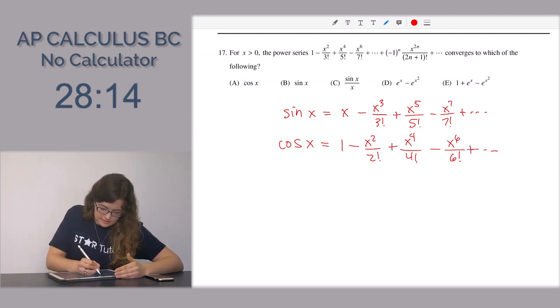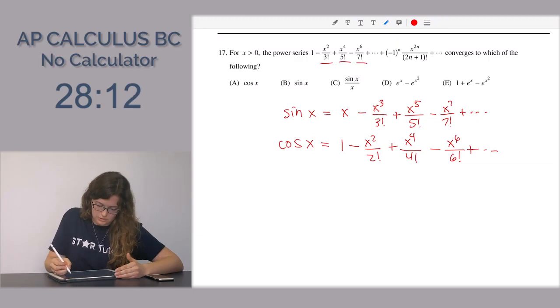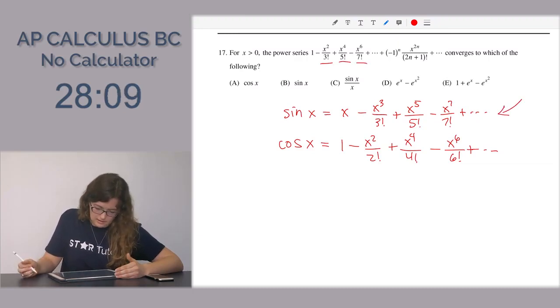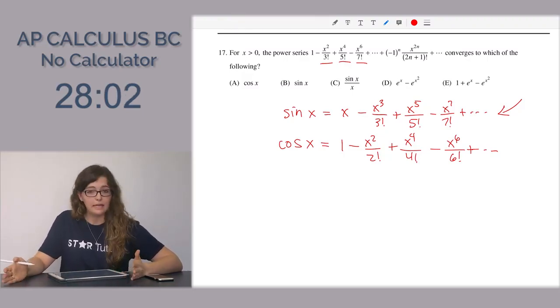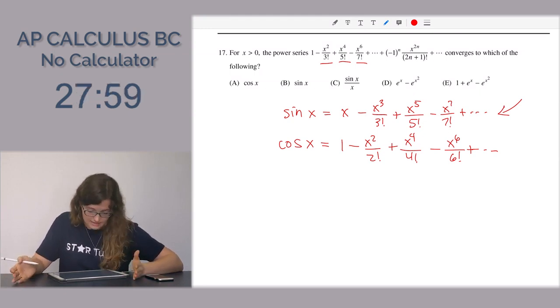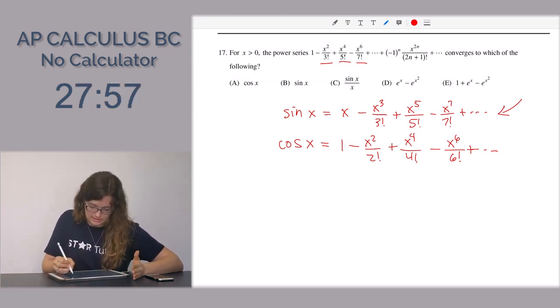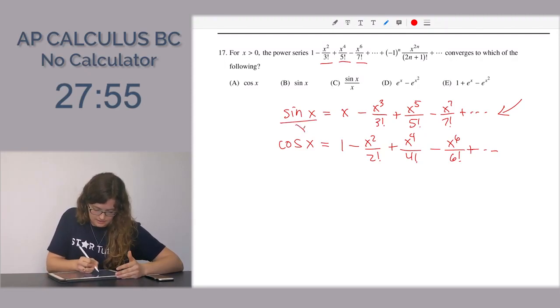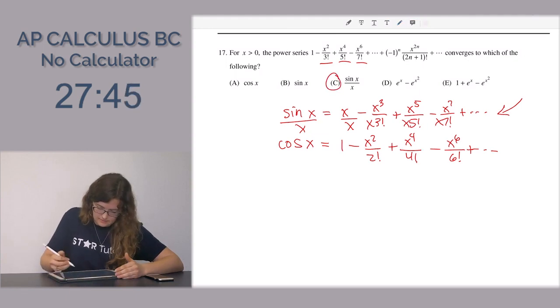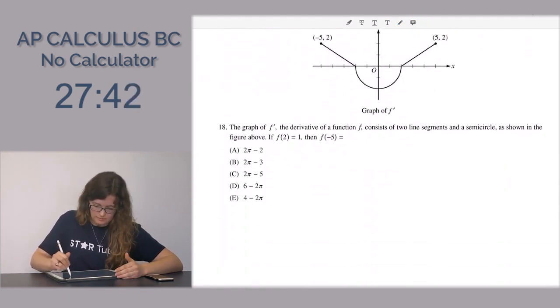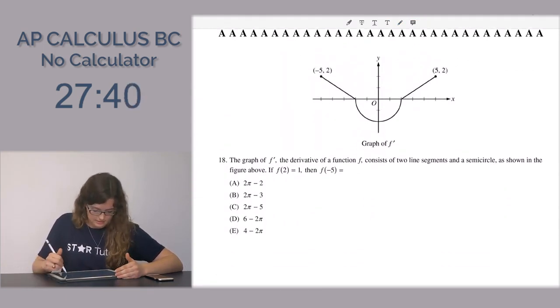I noticed that I've got these 3 factorial, 5 factorial, 7 factorial, which show up in the sine series. But then I have even powers of x. So this looks like sine of x, but divided by x. If I divide everywhere through by x, all my exponents would become one smaller. So it's got to be sine of x over x. C. It pays to know those Taylor series.